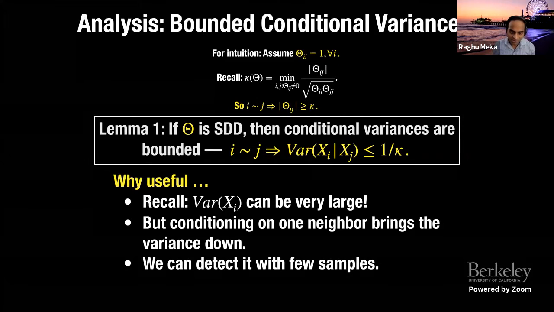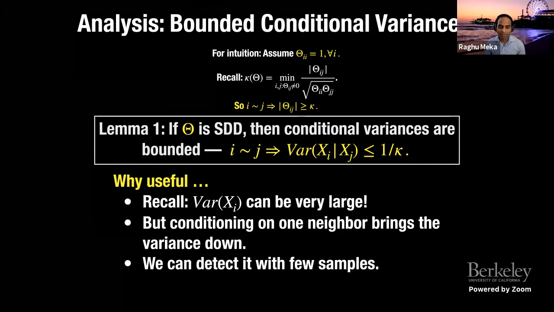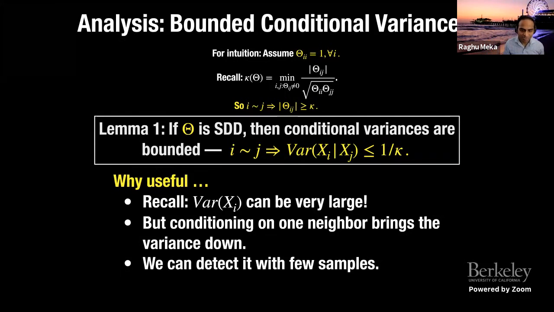Okay, and why is this useful? So the main problem with the earlier methods like Glasso and Clime was that when you look at their analysis, they need some assumption saying that the variances of xi are small relative to the entries in the precision matrix. But now we are saying, okay, that might have been false to begin with, but if I condition on one neighbor, then you're in the good, well-conditioned case. Once I condition on a neighbor, the variances are all very small, 1 over kappa. And we can exploit this to use the earlier algorithms after finding one vertex. And this can be done with few samples and so on.